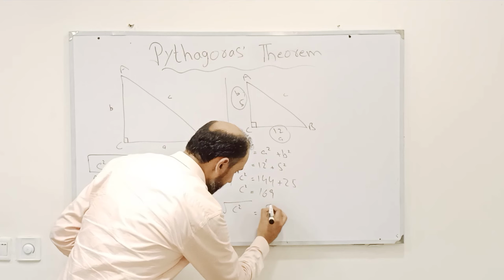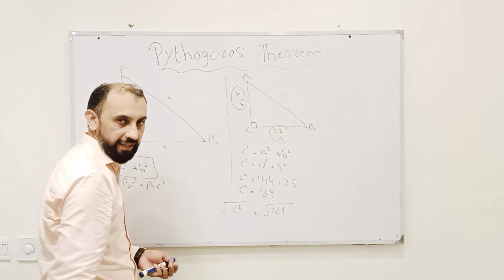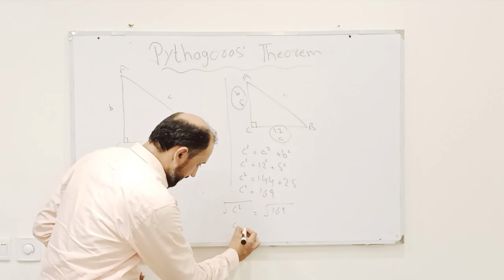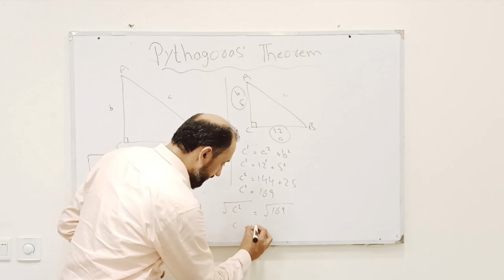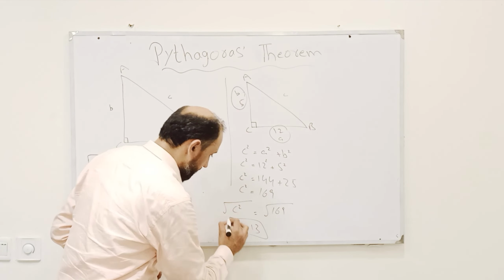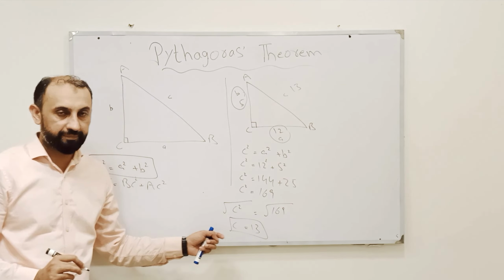Square root on both sides. So you remove the square. Okay, C square. Taking square root on both sides. So C is equal to the square root of 169. So the answer should be 13. So this is the answer, and you find the value of C is 13.